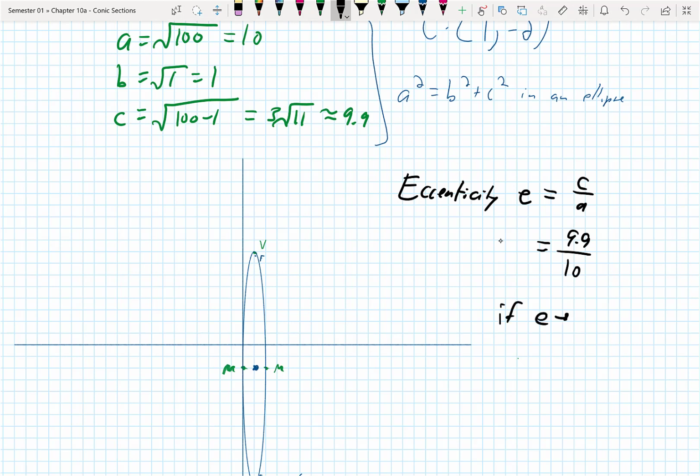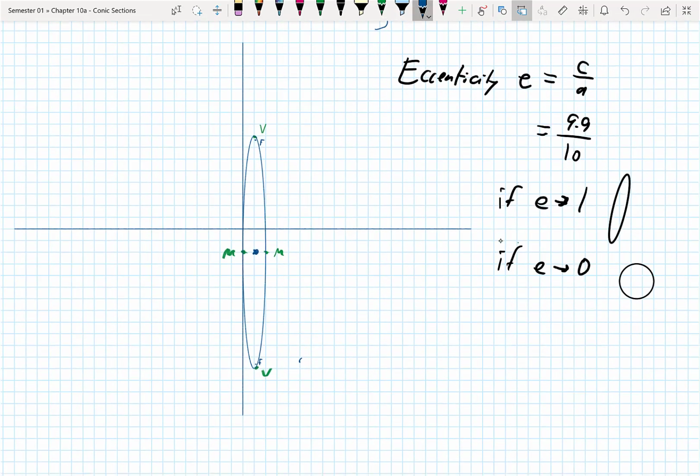If the eccentricity approaches 1, you get something that looks like this. If the eccentricity approaches 0, what you get is something that looks more and more like a circle. I'm going to use this tool to get this, there we go. So that's a little eccentricity there for you.